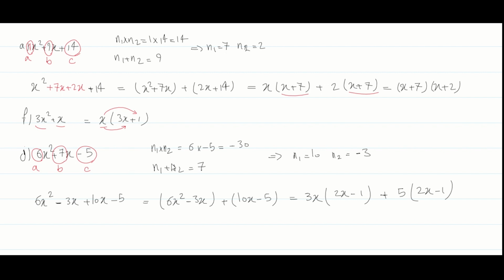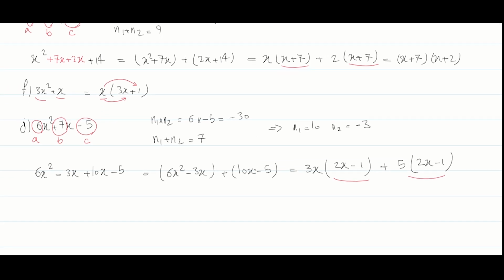Now looking at the expression again, we see that the 2x minus 1 term in here is the common factor. So we can actually factorize it and write it as 2x minus 1 times 3x plus 5.